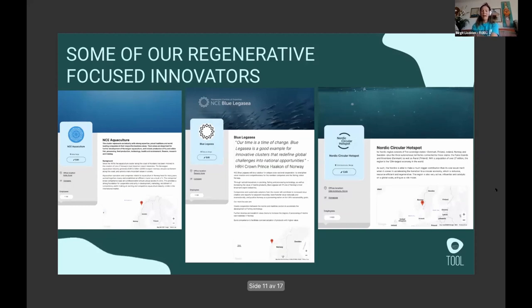So here in Norway, we have a lot of amazing clusters, and I wanted to bring three of them up here. We have the NCE Aquaculture that is based up in the northern part of Norway. They are actively now working with and looking for new solutions to handle the aquaculture fields. We have Blue Legacy, which is a little bit further down the northwest coast of Norway. They are both drilling into new business models and new ways of utilizing resources from the aquaculture sphere. We have Nordic Circular Hotspot that gathers actually all the Nordic countries and cities focused on circular business model, and where we are their partner on the ocean space.